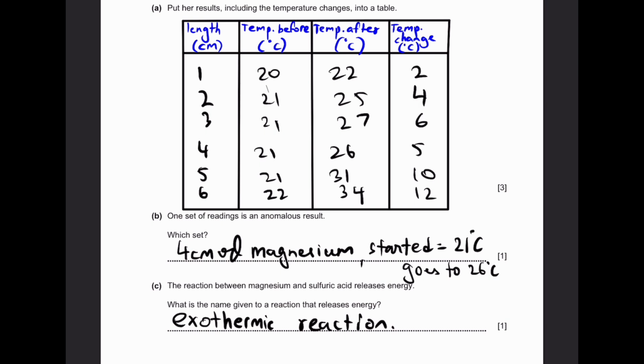C. The reaction between magnesium and sulfuric acid releases energy. What's the name of this kind of reaction? Exothermic reaction, since it releases thermal energy. That's the answer.